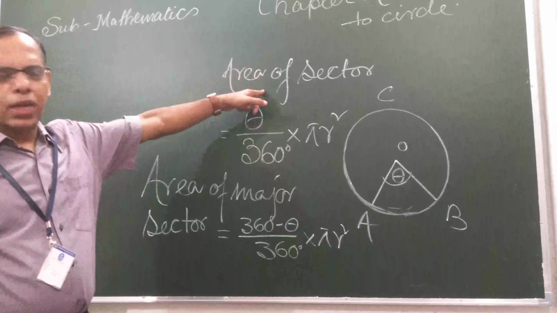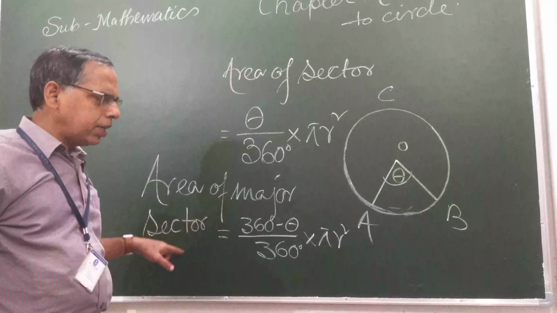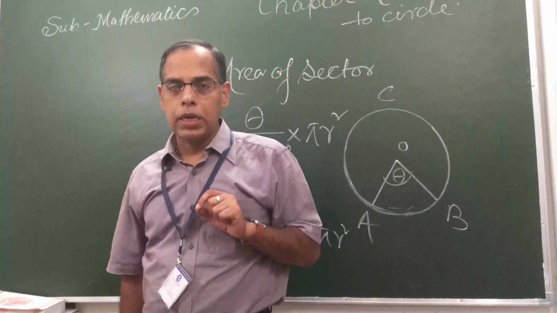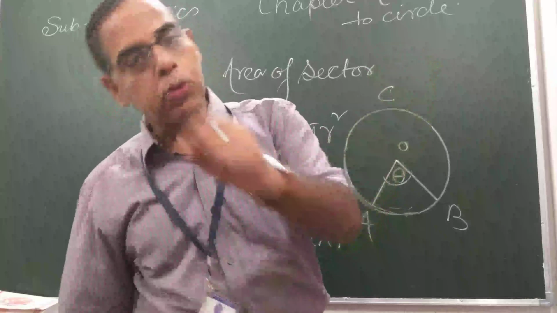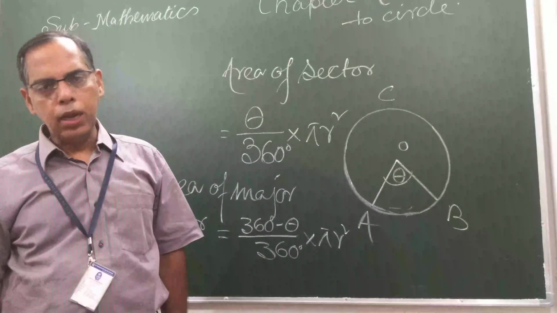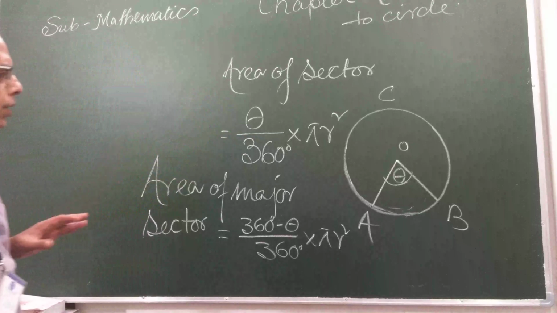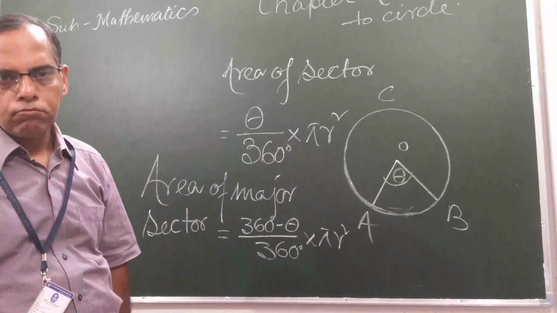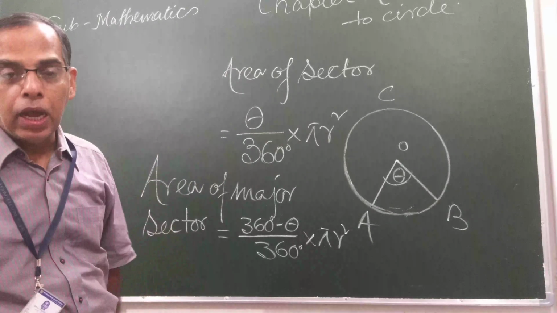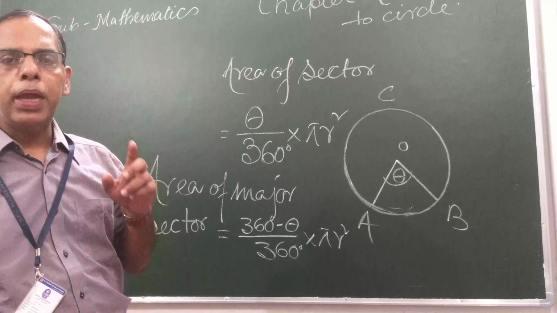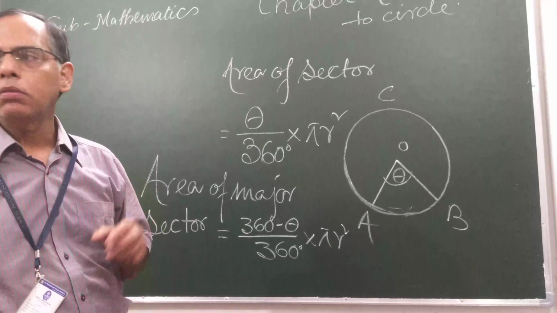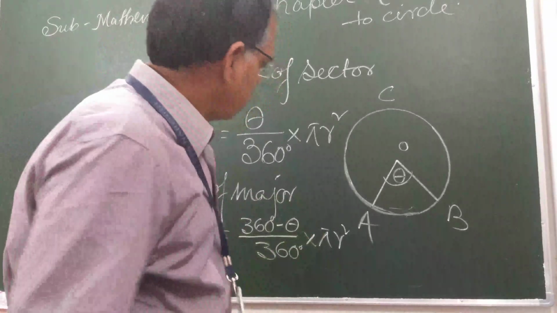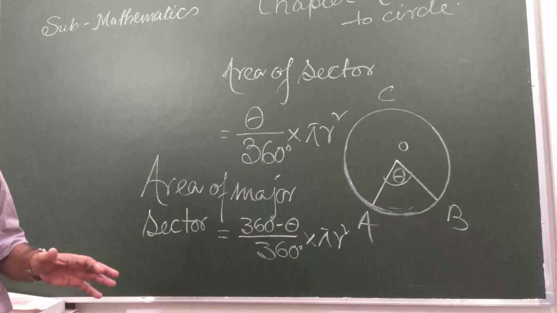So this is the minor sector, this is the major sector. When we write only sector, you have to understand that it is the minor sector. When it is the major, we have to write major sector. Clear? This is the area of the minor sector and the area of the major sector. And when we are finding the area, definitely it should be in terms of the area of the circle. I hope all of you have written.